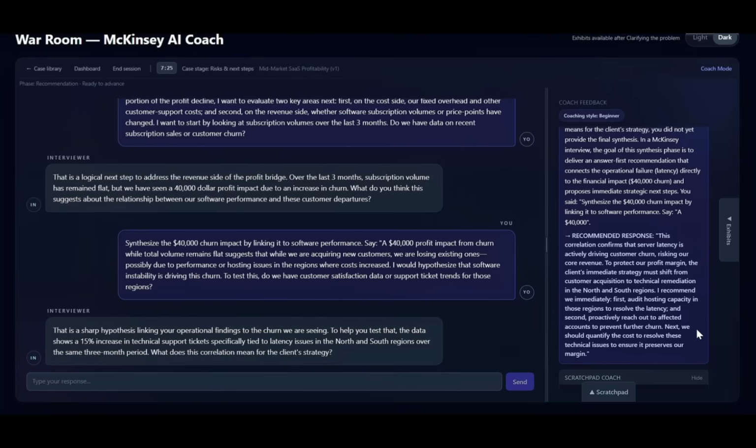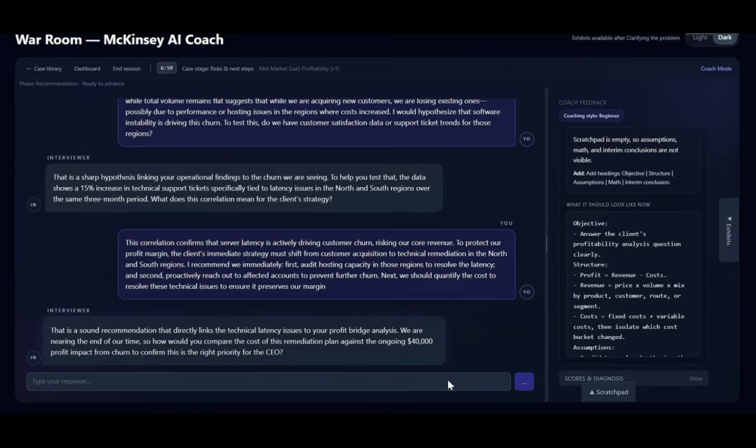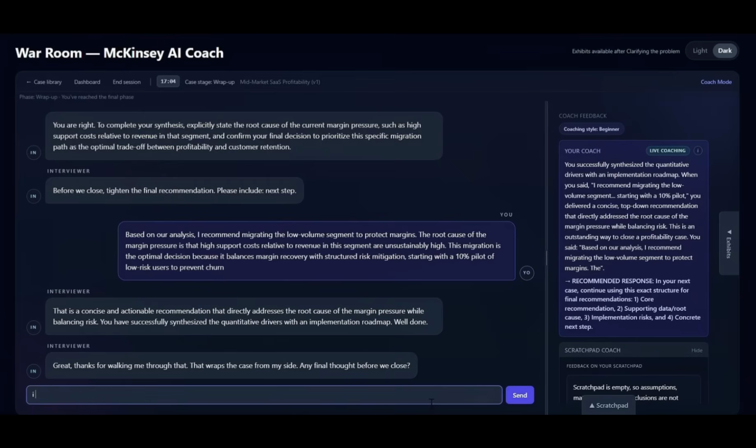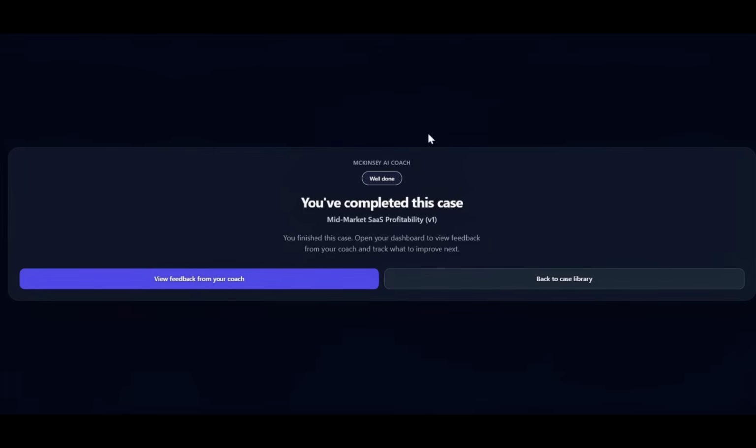And once we've done that, we should quantify the cost of resolving the technical issues, because maybe that's where we can figure out how to save on our margin decline. Right. So our interviewer tells us that that's a very sound recommendation. And it also tells us that because we've given that recommendation, we're nearing the close of our case. And that's how we conclude our case, because we've given a very strong recommendation.